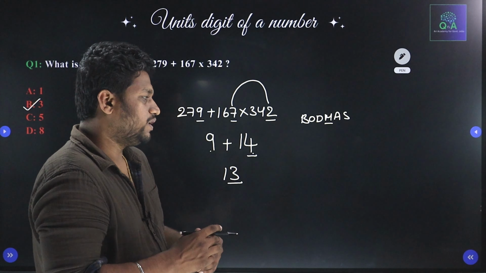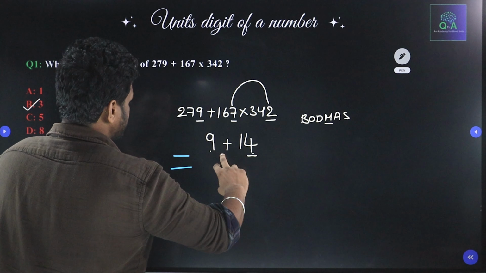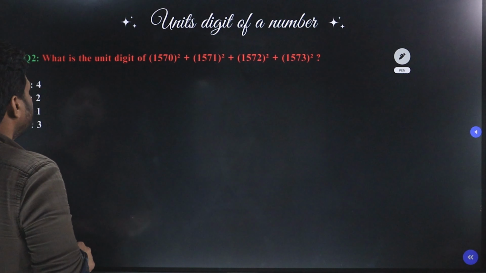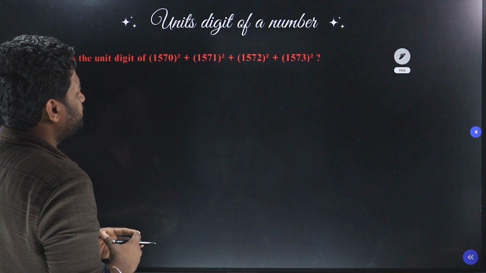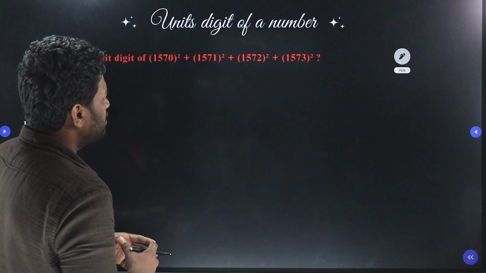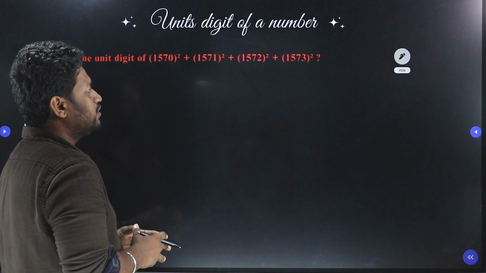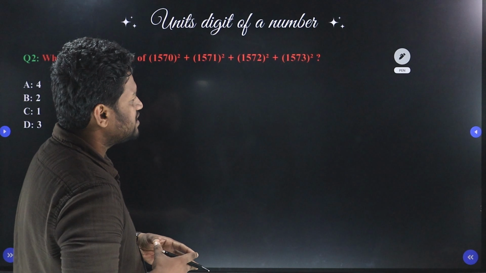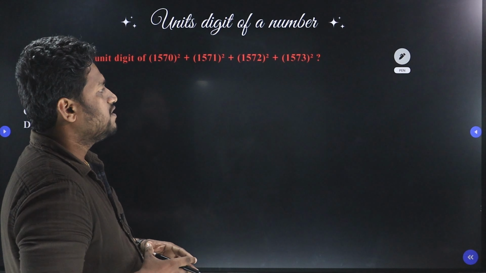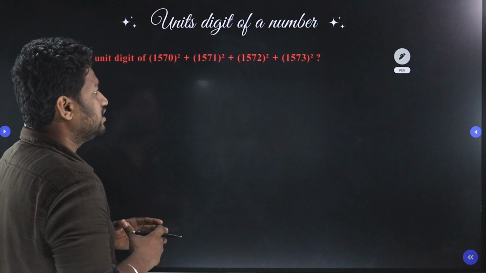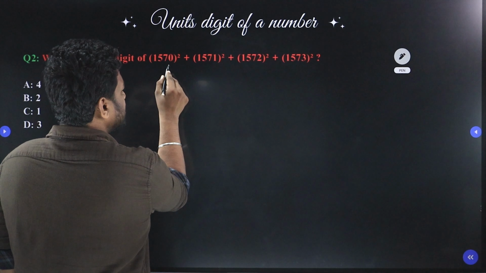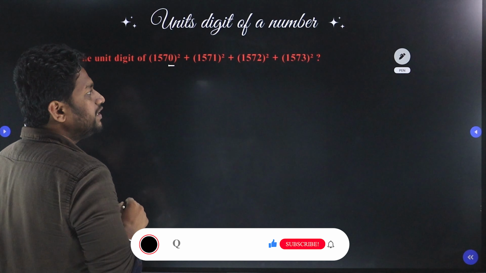Understood, all of you? So let us move to the next question. Here you can see: what is the unit digit of 1570 whole square plus 1571 whole square plus 1572 whole square plus 1573 whole square? Now, to solve this question, first of all you have to consider only the units places.